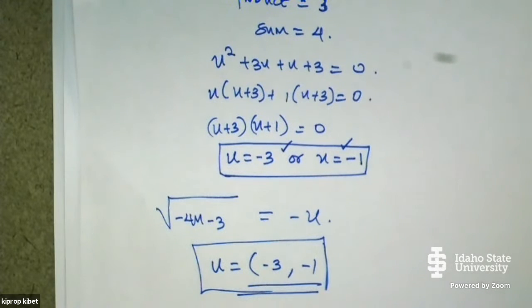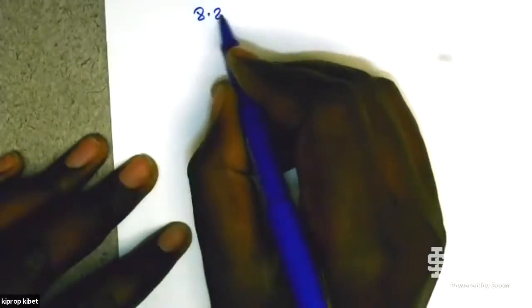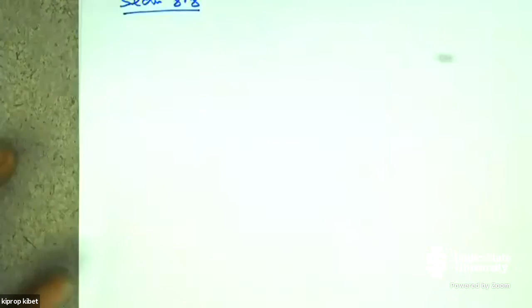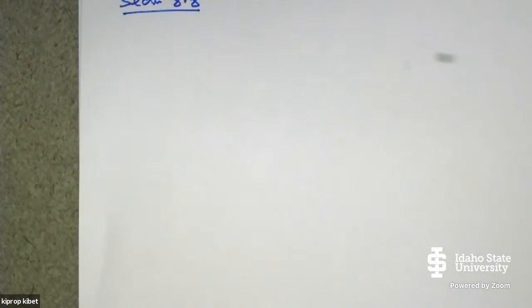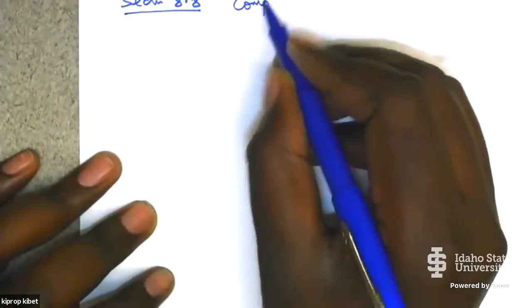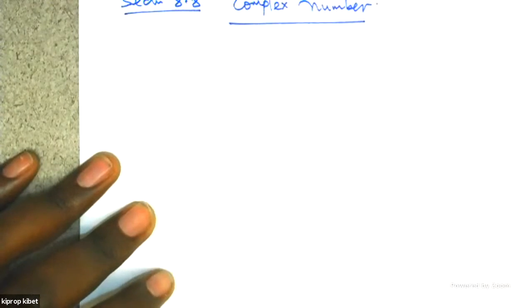Okay, if there is no question, now let's come to the complex part, which is section 8.8. This one is actually complex.